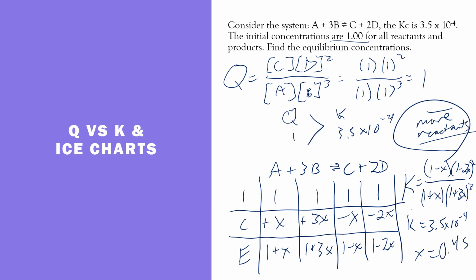0.45. And so then when you plug x back into your equilibrium chart so you can find your actual equilibrium concentrations, you get 1.45, 2.35, 0.55, and 0.1. And so those are your equilibrium concentrations, and that would be the answer to this question.